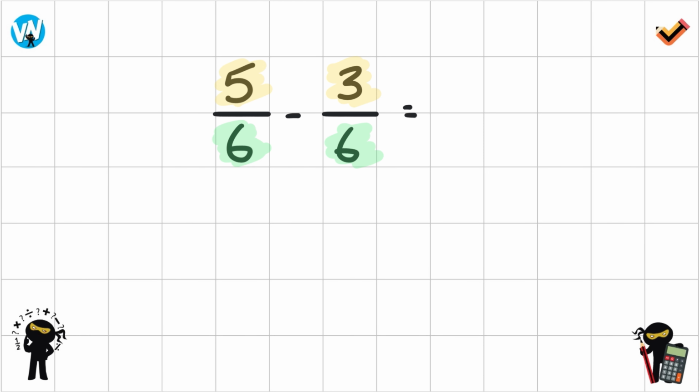So essentially this is just 5 take away 3. Very, very simple. You would just write 2 over 6. And if there was a blue box at the bottom, like on a SATs paper, you would have to make sure that you wrote that in there. But essentially that's all we're looking to do.